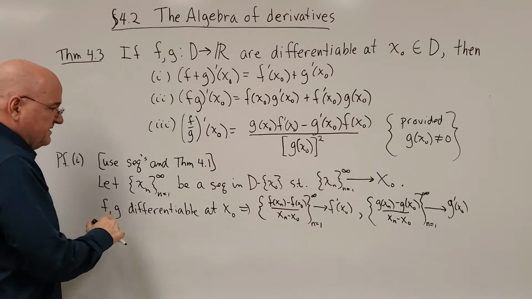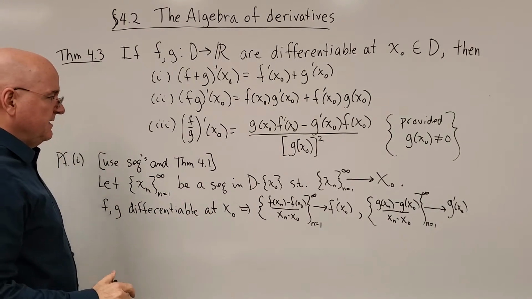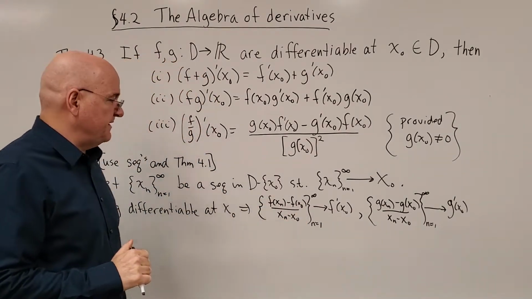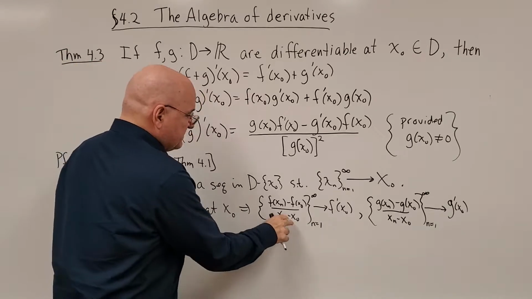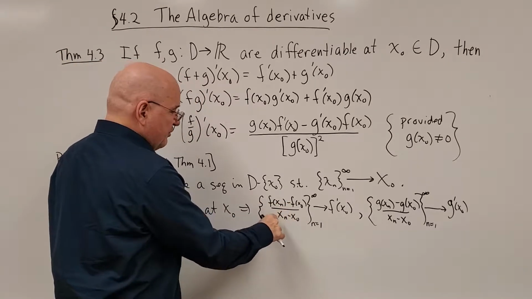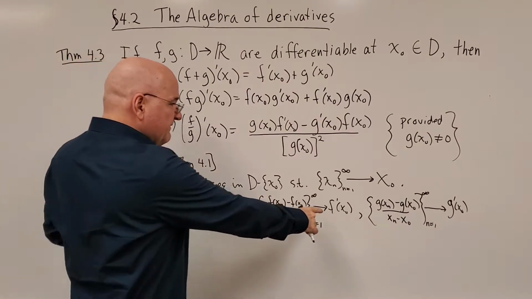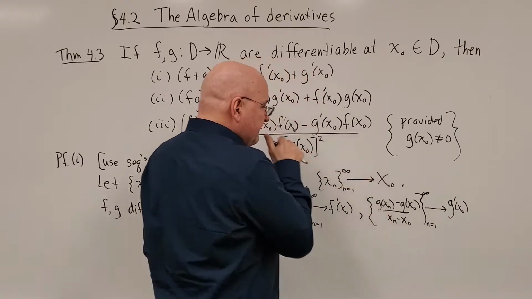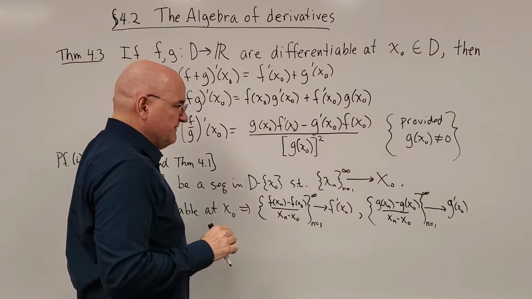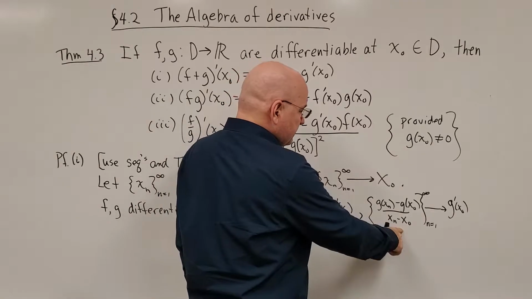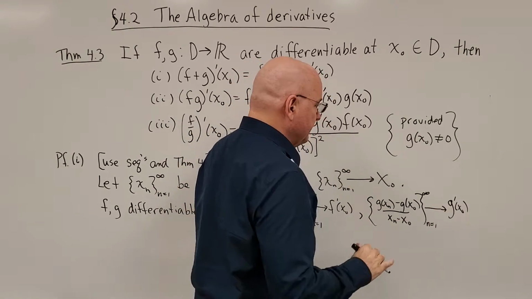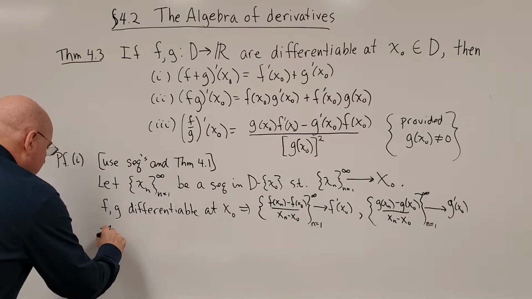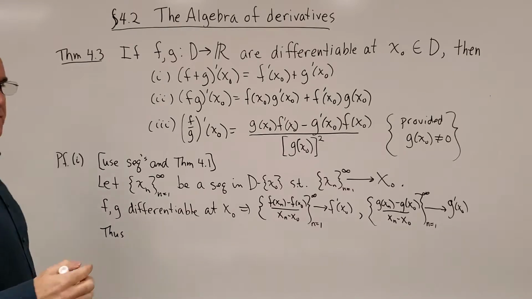Well, f and g being differentiable at that point imply, using the theorem and the definition of the derivative, that this sequence, f of xn minus f of x naught over xn minus x naught, converges to the derivative, as does this, only with function g: g of xn minus g of x naught over xn minus x naught. This sequence converges to the derivative of g at x naught. So that gives us two convergent sequences.